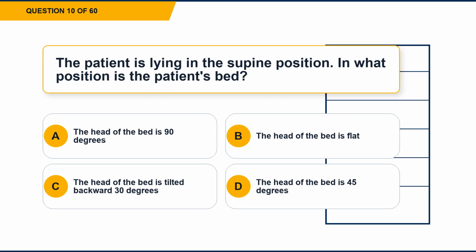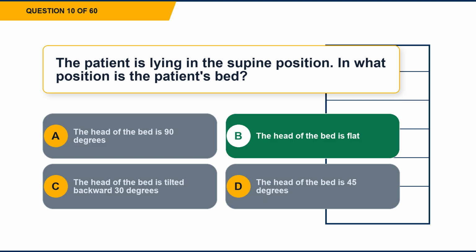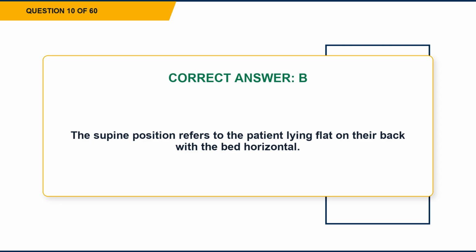Question 10. The patient is lying in the supine position. In what position is the patient's bed? Option A, the head of the bed is 90 degrees. Option B, the head of the bed is flat. Option C, the head of the bed is tilted backward 30 degrees. Option D, the head of the bed is 45 degrees. The correct answer is option B, the head of the bed is flat. Explanation. The supine position refers to the patient lying flat on their back with the bed horizontal.